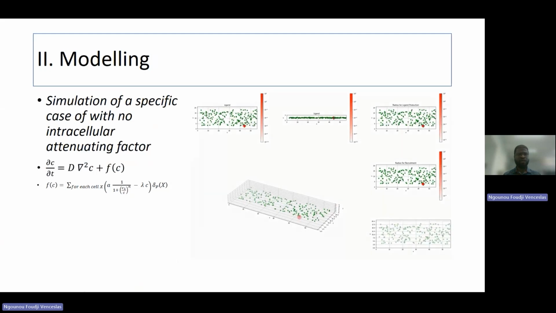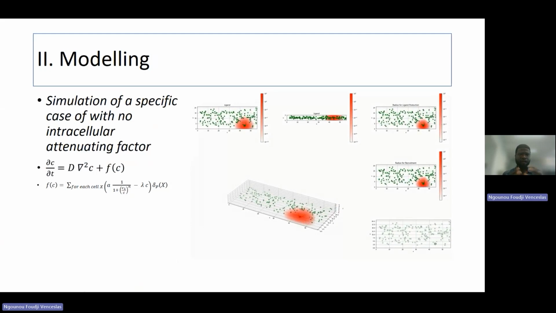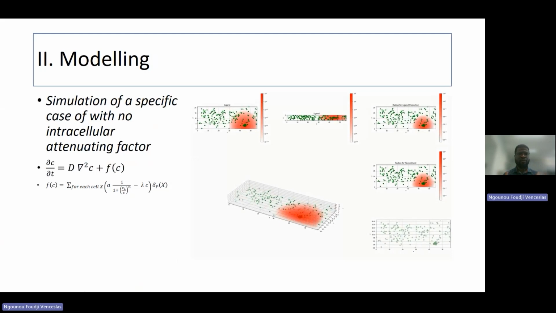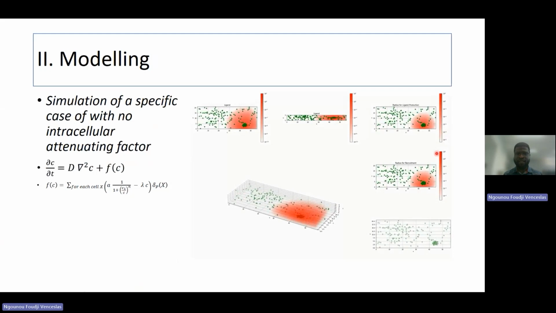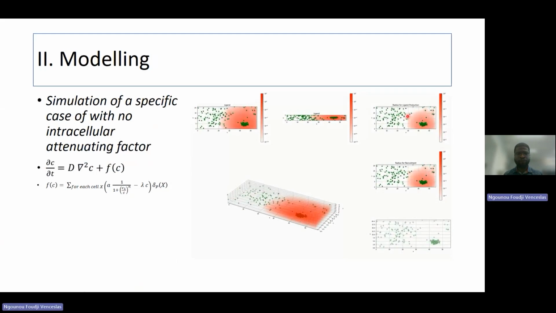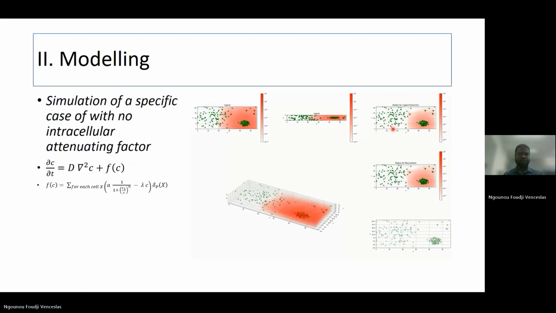We can observe how the chemoattractant spreads in the tissue, and how the immune cells migrate toward the site of infection. And interestingly, we can observe here, for instance, in these two figures, how the immune cells start to produce some chemoattractant in the tissue, and that helps the spreading of the signal. That's all for today. Thank you.